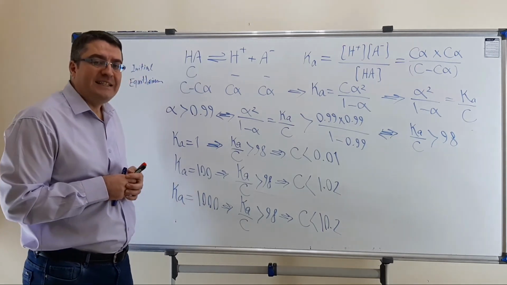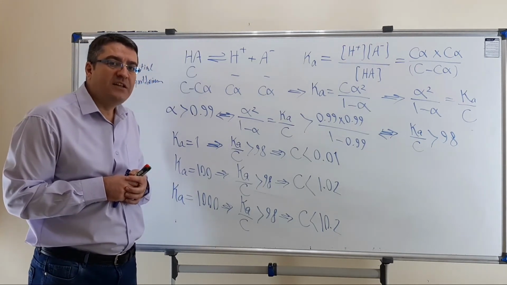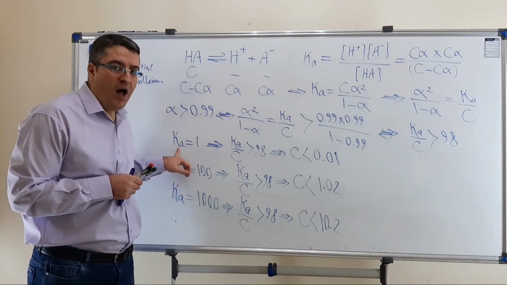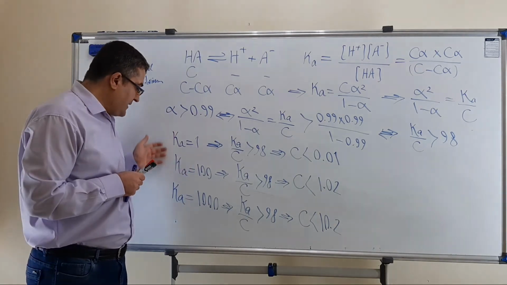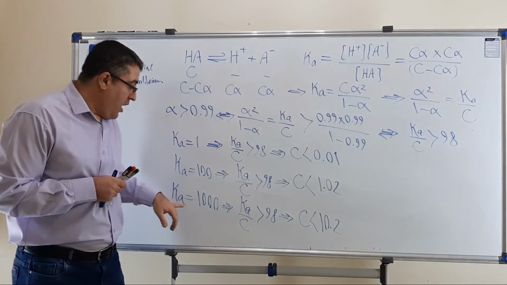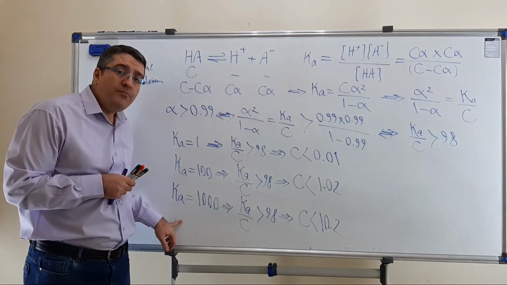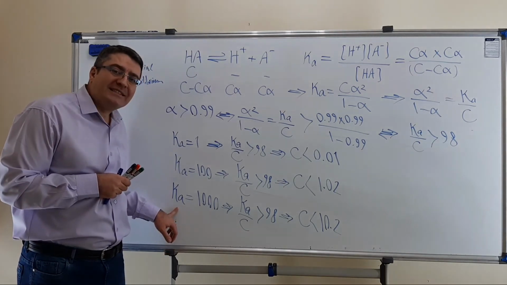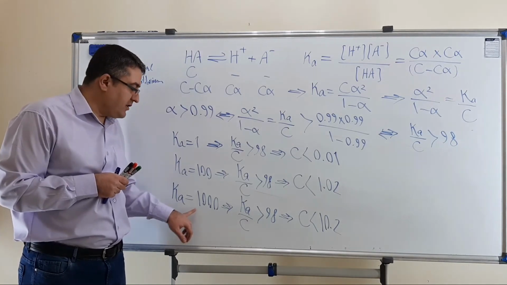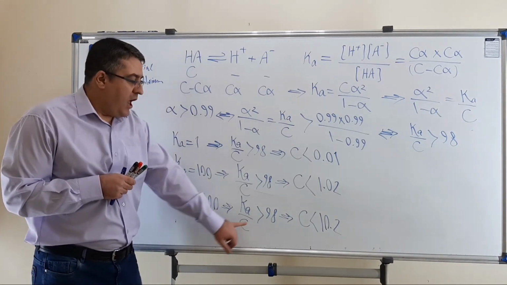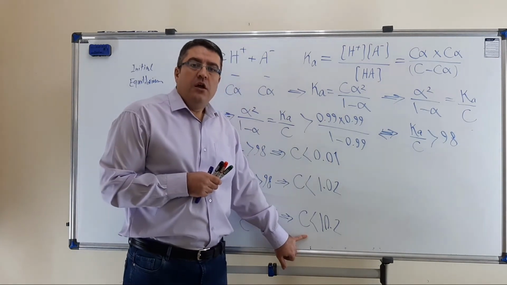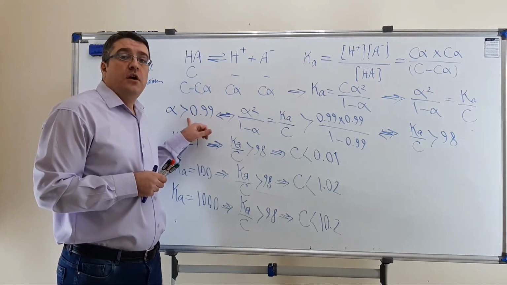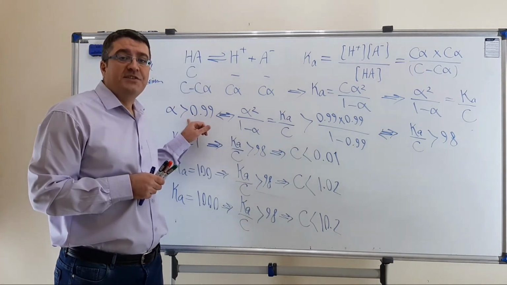We know that acids stronger than the conjugate acid of the solvent have acidity constants greater than 1. Based on these examples, we see that for acids which are much stronger than the conjugate acid of the solvent, for example, with an acidity constant greater than 1000, even at high concentrations, this inequality holds true, and we can assume that the acid is a strong acid.